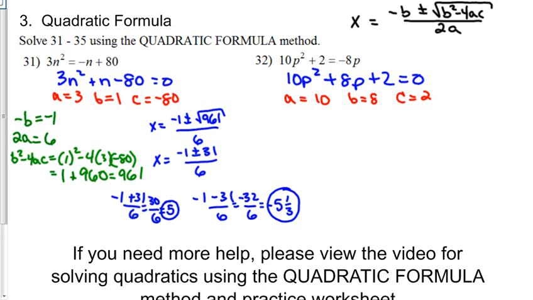Now notice we could add the 1 and the 31 because they're both integers. Let's take a look at the next problem and see if that's true there too. So the opposite of b is negative 8. 2a is 20. b squared minus 4ac.